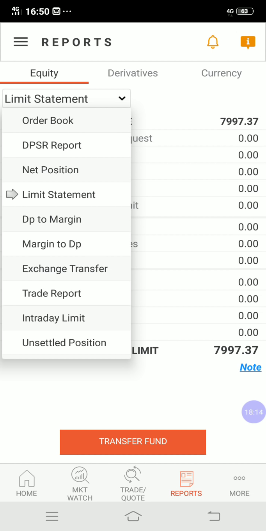DP to margin in the sense that margin is provided on the stocks available with you, so that can be done. But please avail it on fewer instances. Do not avail this DP to margin, because if you run into an unexpected loss, then your shares might be sold out in the market by Sharekhan itself.